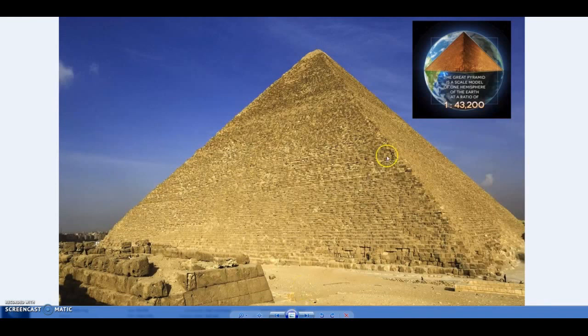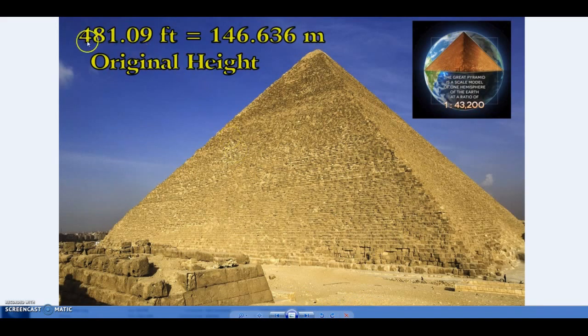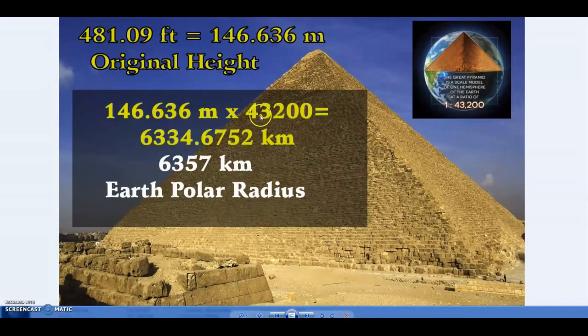Now, secondly, the height of the pyramid multiplied by 43,200 will give us the polar radius of the Earth, the half measure of the Earth. 481.09, give or take a fraction, is the original height of the pyramid, and if you multiply that by 43,200, we get 6,334 kilometers. And again, now we have a significant enough discrepancy. It's still very close and it's very impressive.